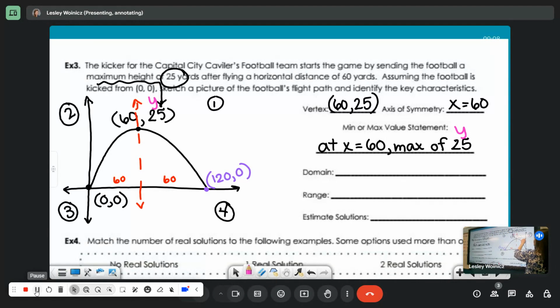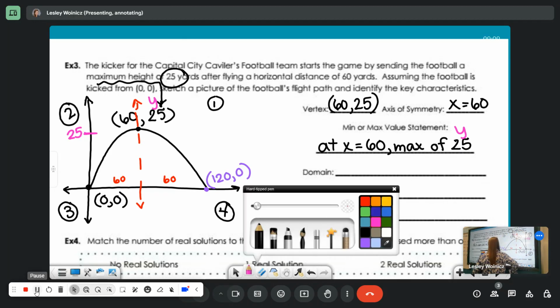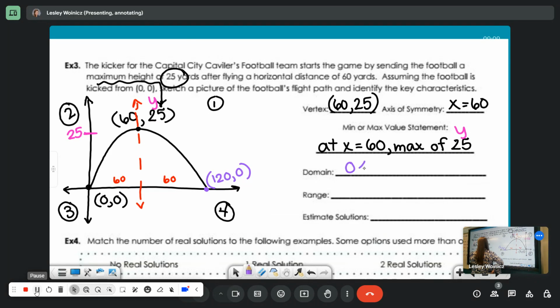Okay? If it helps you to label the 25 on the y-axis, do it. Okay, then you can be like, okay, the height is 25. The max height is 25. Everybody happy? Yes. All right, domain. 0 is less than or equal to x, which is less than or equal to 1. Good. Okay, everybody do the range.